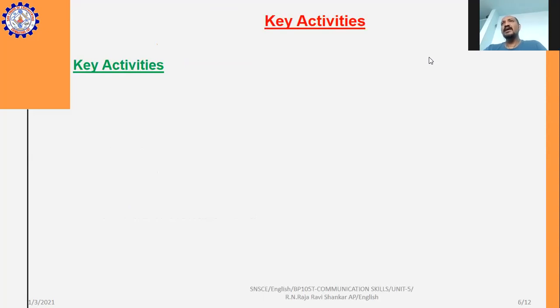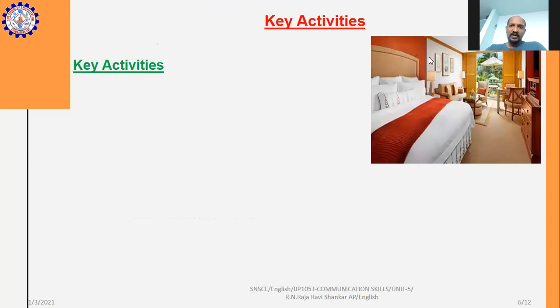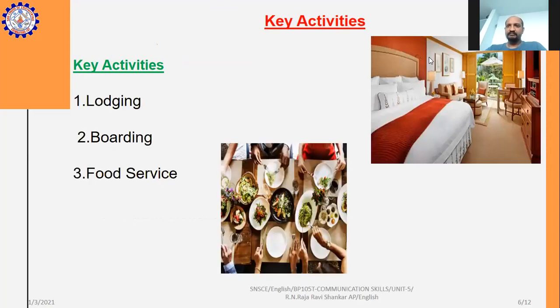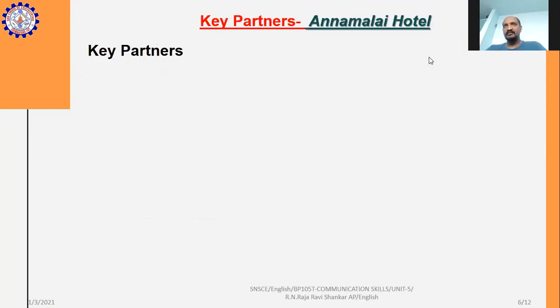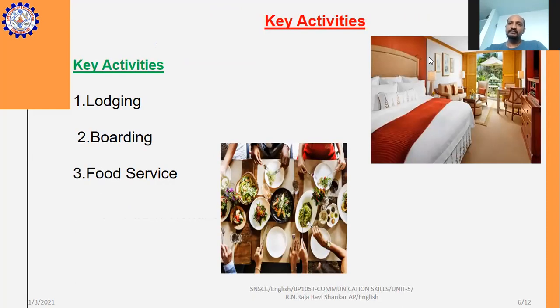What are the activities that will happen in a hotel? Key activities. Yes, without these three things, nothing will happen. Put it together. Without lodging, boarding, and food service, can anything happen? These are key activities. There are many other activities also.